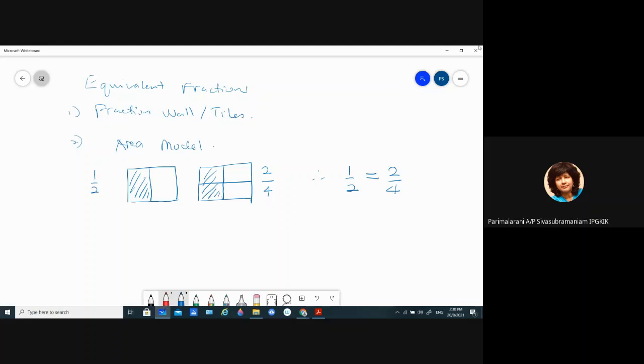Another example, say you want 1/3. Divide it into 3 parts and shade 1 part. Then you want to find equivalent fractions for 1/3. You can divide it, so we divide it into 2.